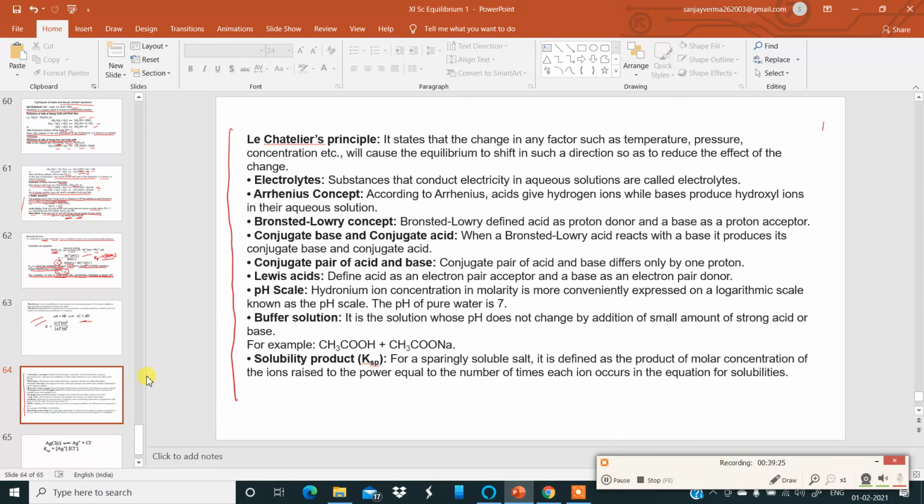Now here you can pause this video and copy these important terms: electrolytes, Le-Chatelier's principle, Arrhenius concept, Bronsted-Lowry concept, conjugate base and conjugate acid, conjugate pair of acid and base, Lewis acid, pH scale, buffer solution, solubility product. Okay, these are the terms and definitions to be learnt from this chapter. I'm waiting for you all to go through this on your own.